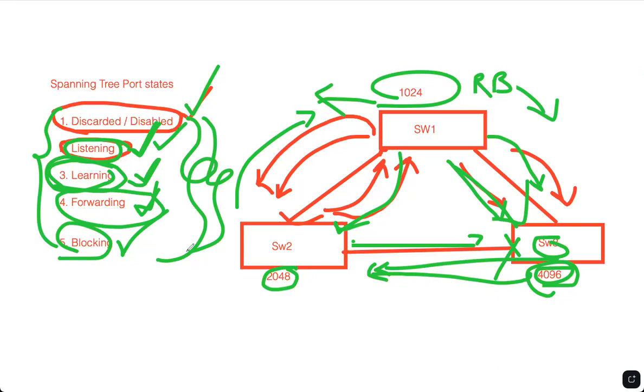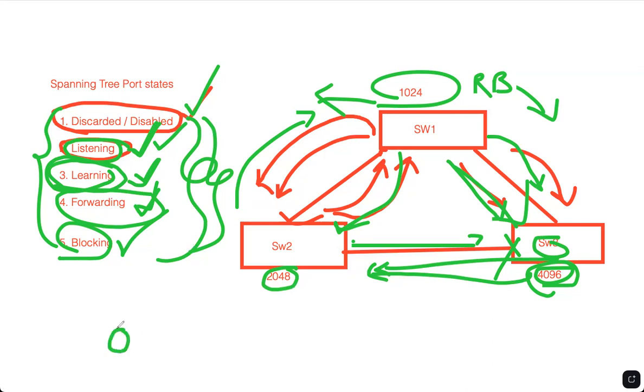Spanning tree will avoid loops in the network. When there is a loop in the network, instead of your switches going down, it will avoid the loop. That is the use case. If you have a loop, then what is the point of sending the data? Just forget about the spanning tree.